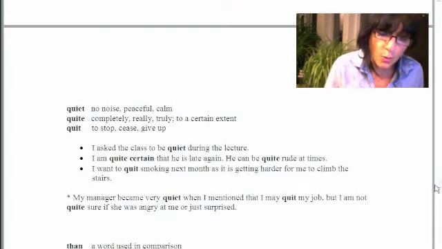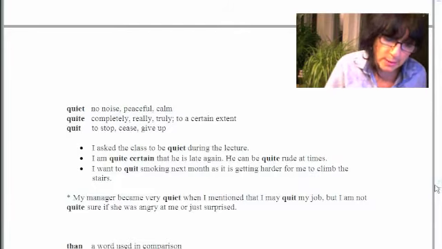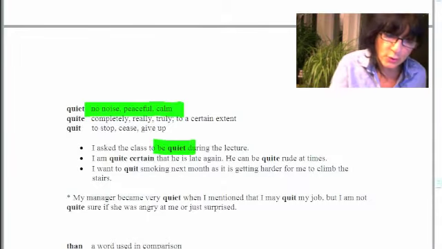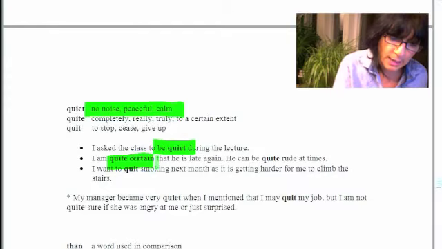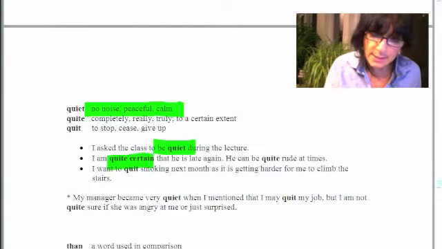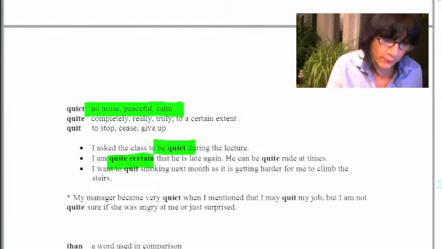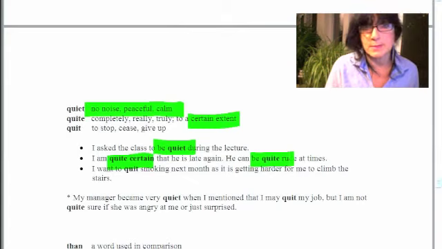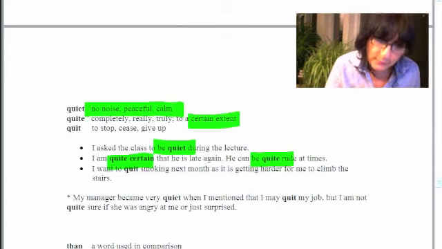Moving along, quiet, quite, and quit. Take a look at how they're spelled. Quiet, Q-U-I-E-T, means no noise, peaceful, calm. I asked the class to be quiet during the lecture. Quite means completely, truly, really, or to a certain extent. I am quite certain that he is late again. That's referring to really certain. If you want to refer to an extent, he can be quite rude at times. So quite means an extent there. So it can have two meanings.